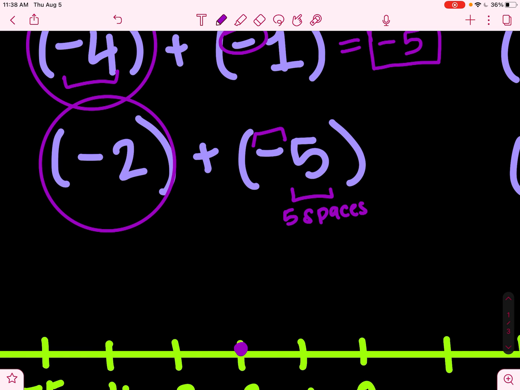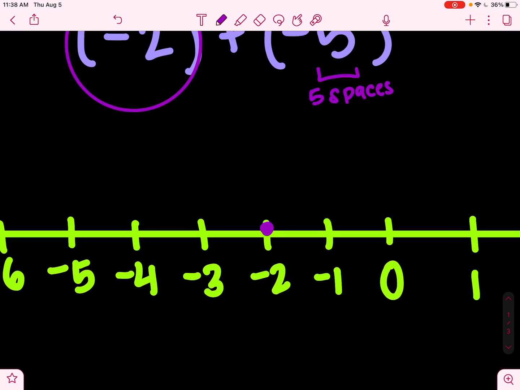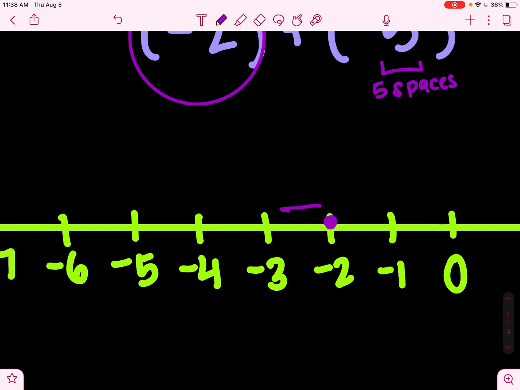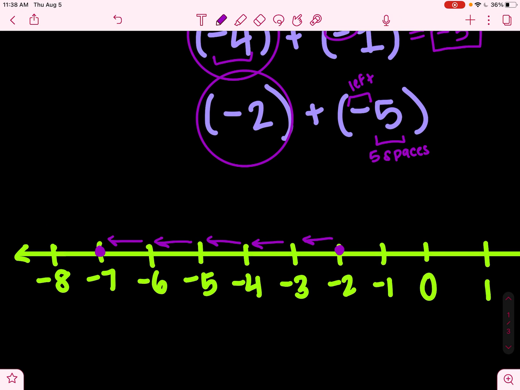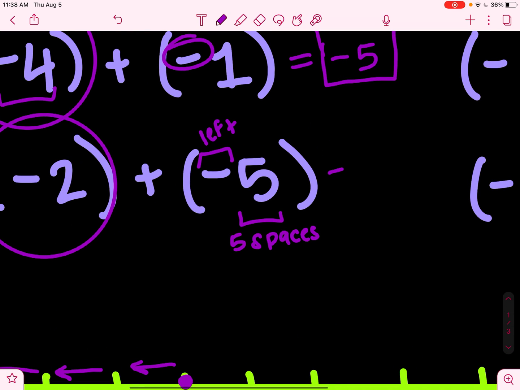Now you're going to look at the negative sign and see if it tells you to go left or right. The negative sign means that you go left. If you had positive 5, you would go 5 spaces to the right. Okay, but in this case, we're going 5 spaces to the left. So let's start counting. We have 1, 2, 3, 4, and 5. So we end up at negative 7. And that's all we have to do for our answer. So we arrived at our answer of negative 7.